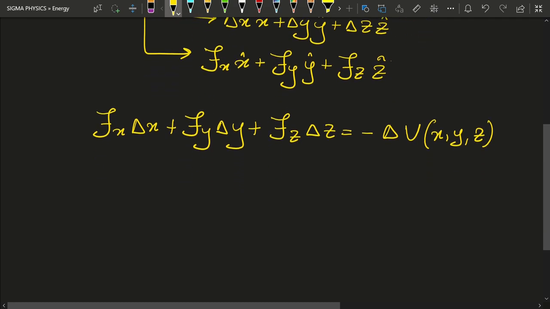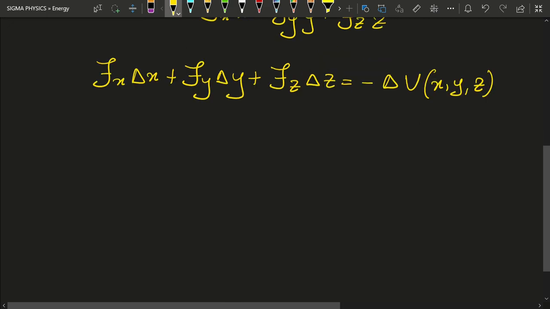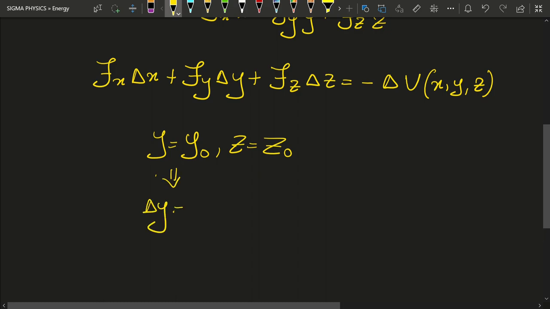Now, we are going to assume that Y and Z are constant. That is, there is no change in the Y and Z direction, which means the displacement of the particle is only in the X direction. So let us say that Y is some constant, Y naught, and Z is also a constant, Z naught. Then this would imply that delta Y is equal to 0, and delta Z is equal to 0.